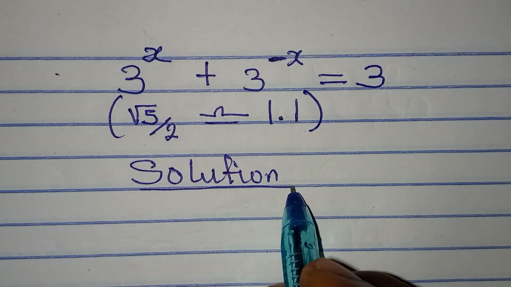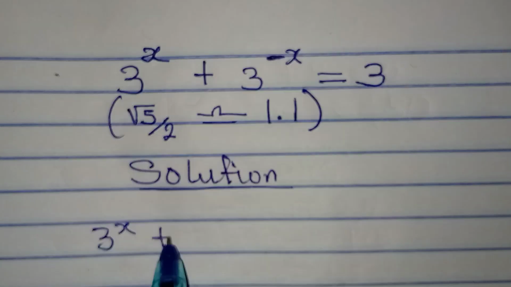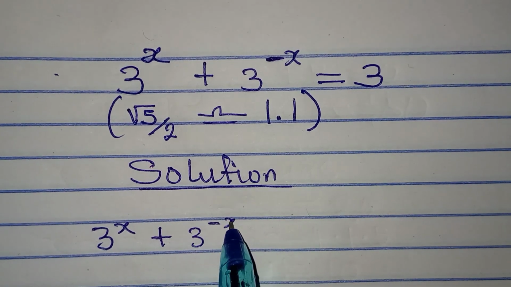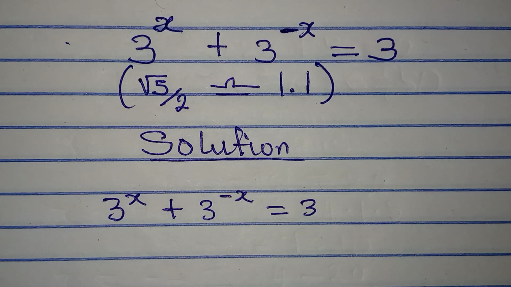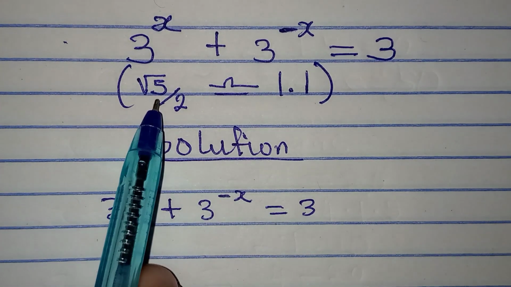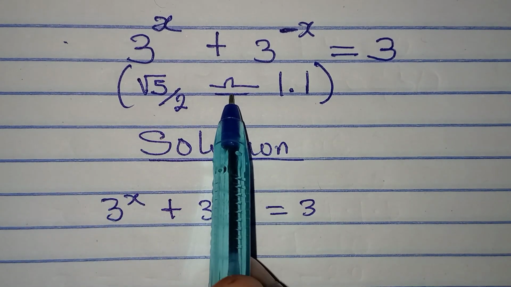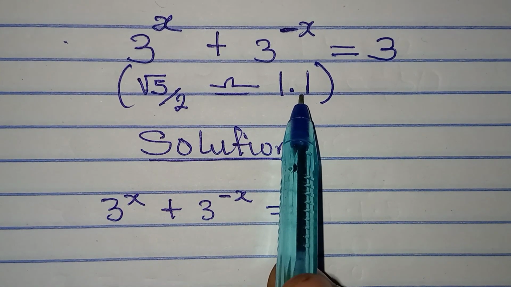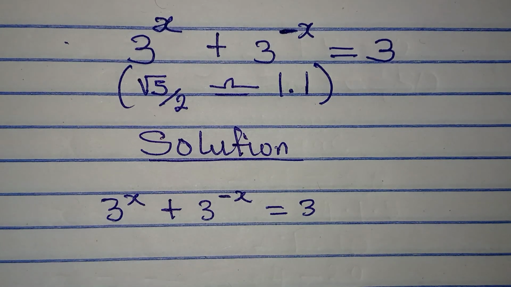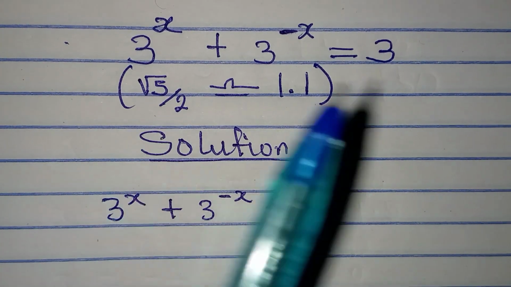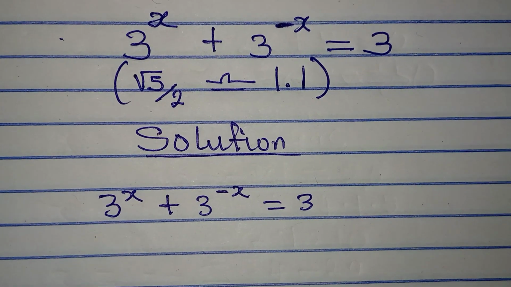Let's solve this problem right away. We have 3 to the power of x plus 3 to the power of negative x equals 3. Now this is going to be very interesting because they already gave us square root of 5 over 2 to be approximately equal to 1.1. So this means that in our workings we will be coming across square root of 5 over 2. So how do we get that? That's the question. Now let's get going.